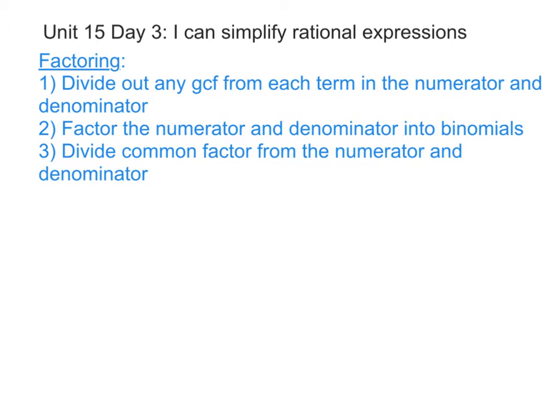I can simplify rational expressions. Today, we're adding on to our factoring from the previous days. So, things that you've seen before. The first one, factoring: divide out any GCF from each term in the numerator and denominator. That was stuff we were doing in class. That's when you take a 2 out of both parts in the numerator, or an x from both parts in the denominator. Then factor the numerator and denominator into binomials. This is where we're adding on today. And divide common factors from the numerator and denominator.